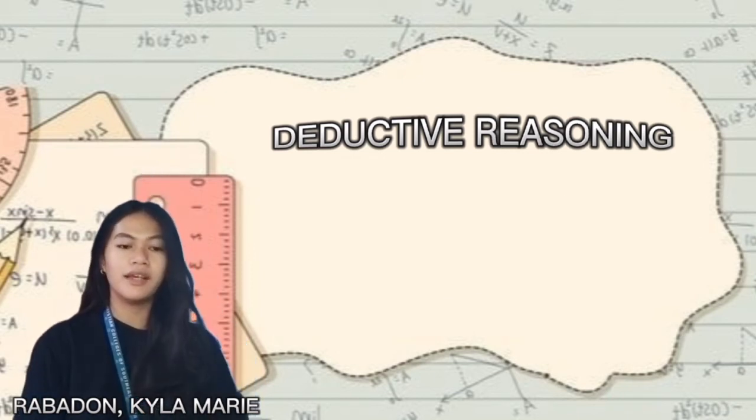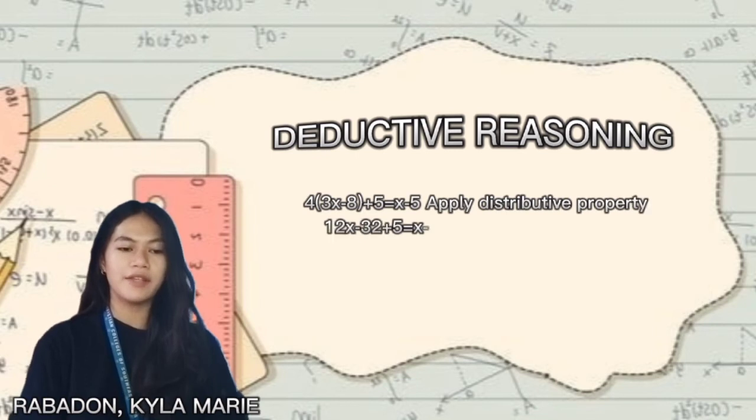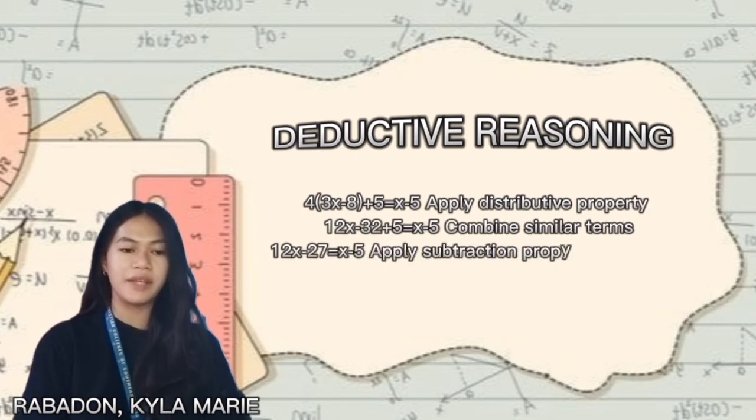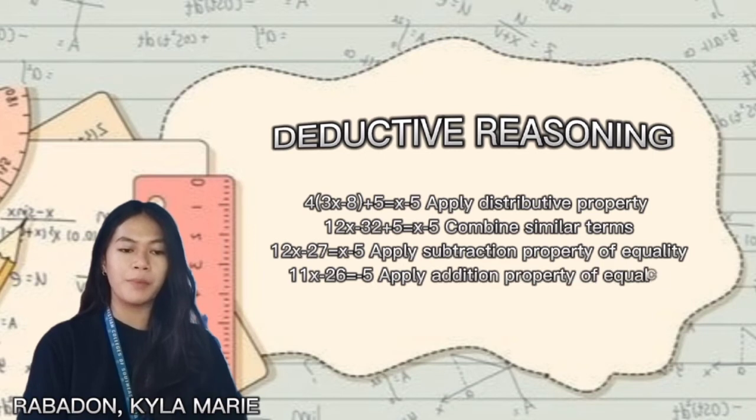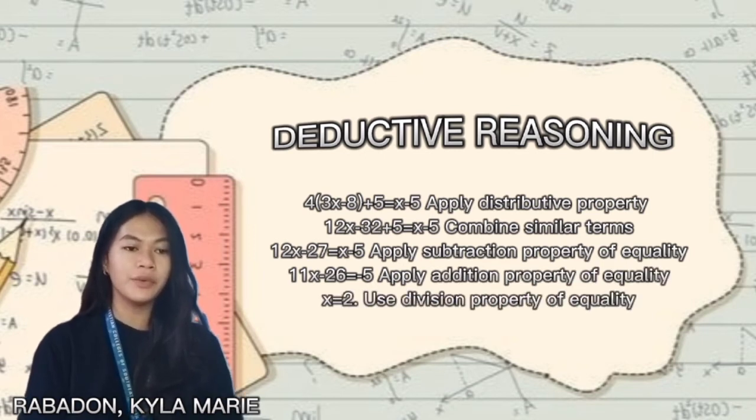Another example given: 3x minus 8 plus 5 equals x minus 5. Apply distributive property. 2x minus 32 plus 5 equals x minus 5. Combine similar terms. 12x minus 27 equals x minus 5. Apply subtraction property of equality. 11x minus 26 equals negative 5. Apply addition property of equality. X equals 2. Use division property of equality.